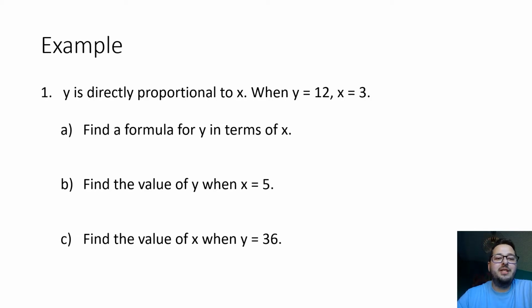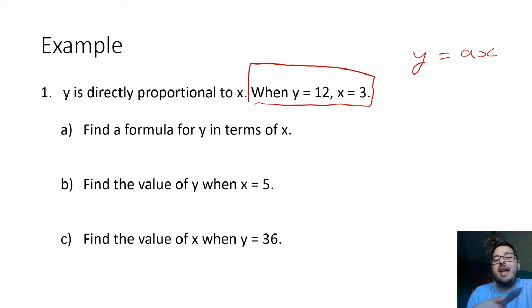Alright then, so first example, it says that y is directly proportional to x. When y equals 12, x is 3. So it says find a formula for y in terms of x. Well, when it says y is directly proportional to x, the first thing I'm going to do is just write y equals ax. That is what directly proportional means. y is something times x. Let's call it a. But then it gives you a bit of information. It says when y is 12, x is 3.